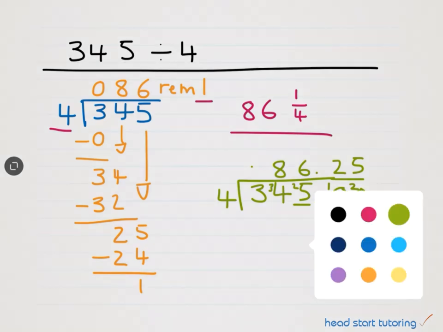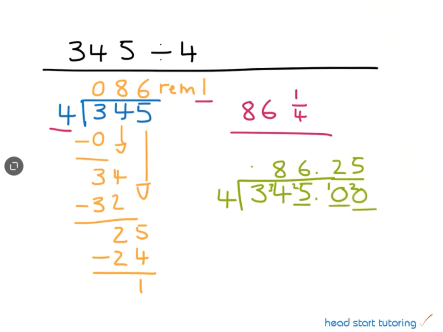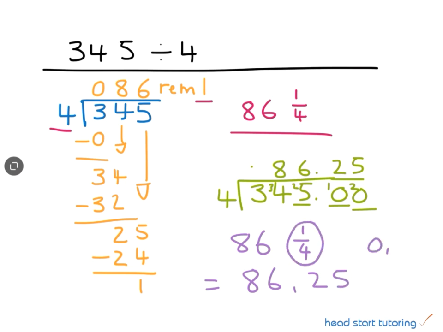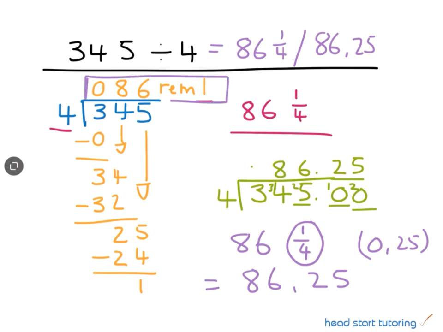86.25. And if we have a look here, 86 and 1/4 is equivalent to 86.25 because 1/4 is equal to 0.25. So our answer here can be 86 and 1/4, or 86.25, or it can be 86 remainder 1.